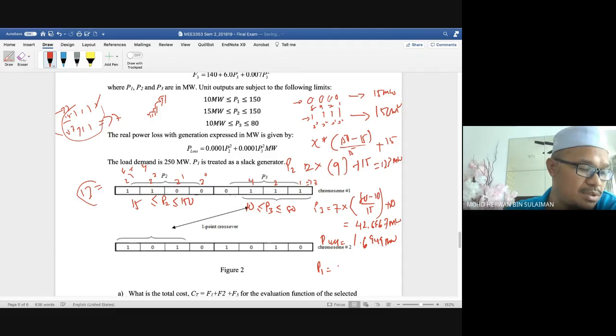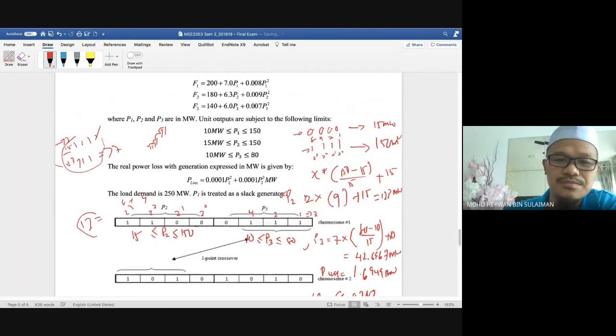So I got my P1 is 86.0283. So I have P1, I have P2, and I have P3. All these values I put into these equations, so I can get the cost. The first cost is 2361.21 ringgit per hour.